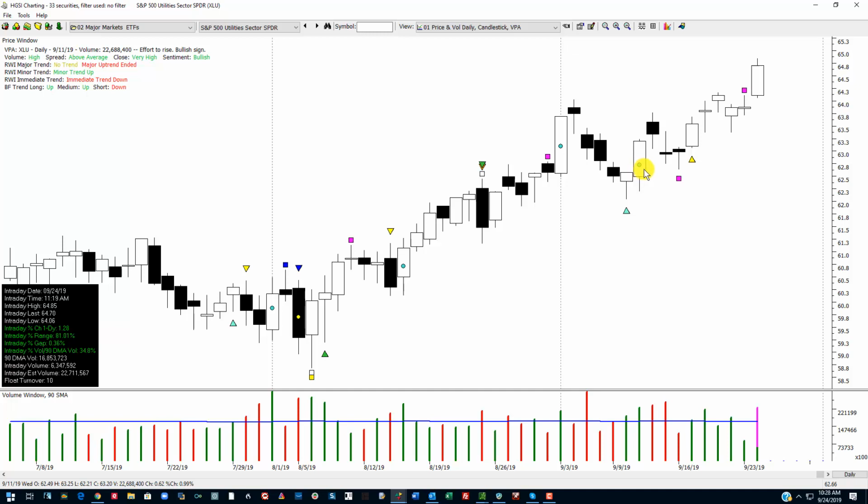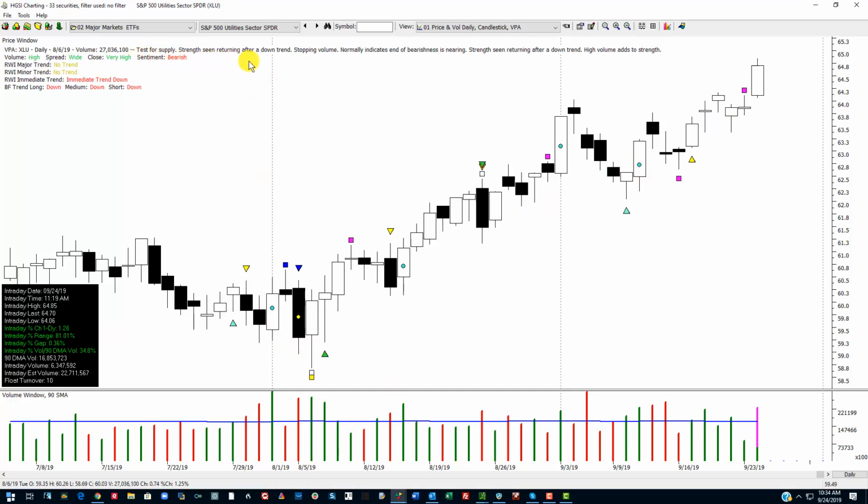This is followed by an effort to rise. Nice move up, but then there's some short-term profit taking as this pulls back. Volume is heavy, but the next day there is a low volume test, and you can see that the volume is low, and then there is a confirmation of that test on the following day, and you can see that it picks up again, and then the XLU takes off again.